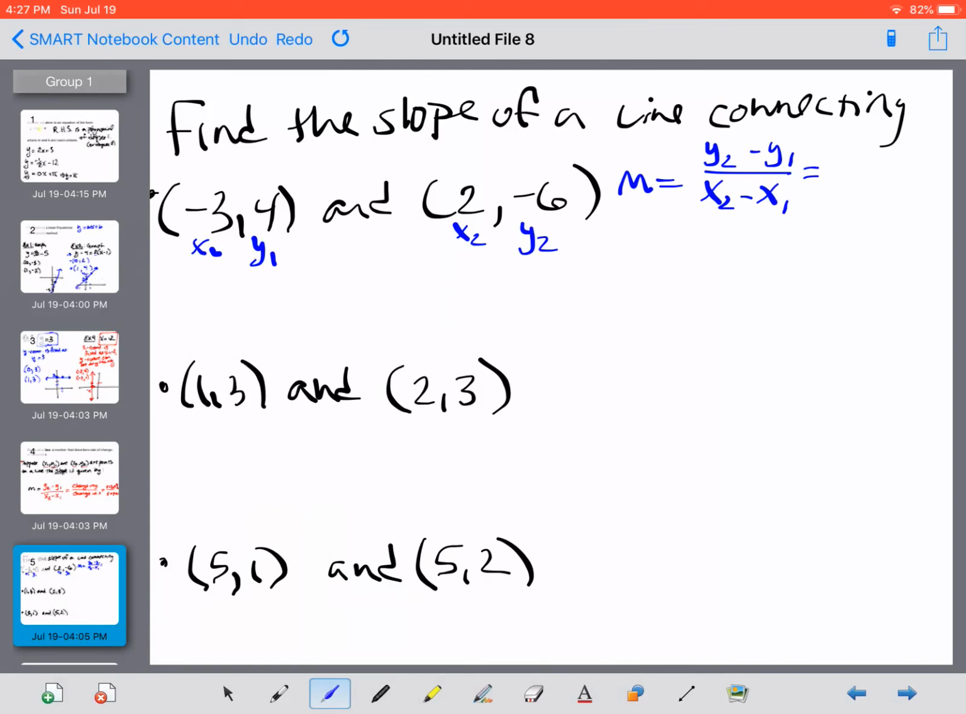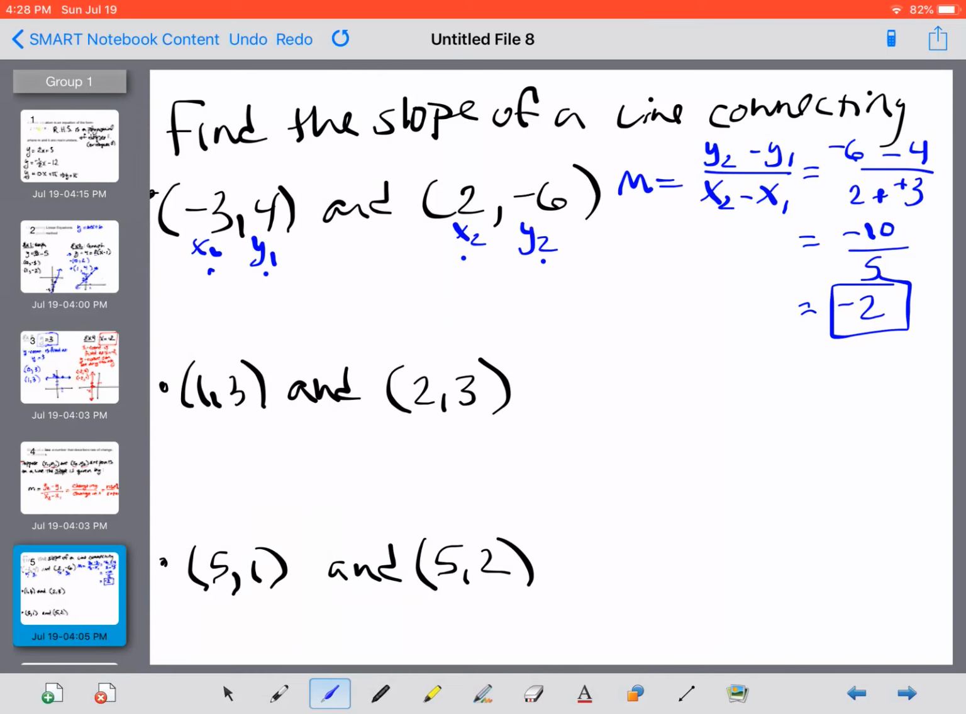Plugging that in, we get -6 minus 4. Right, that's y2 minus y1 over x2 minus x1. 2 minus -3. Right? This is pretty simple to compute as long as you're really careful with your negative signs. On top, both of our terms are negative, -6 minus 4, so we get a -10. And on the bottom, we have 2 minus a -3. Whenever you subtract a negative, that's like adding a positive. So that's 2 plus 3 at the bottom. So our slope is -10 over 5, and 10 divided by 5 is just 2. So this slope is going to be -2.